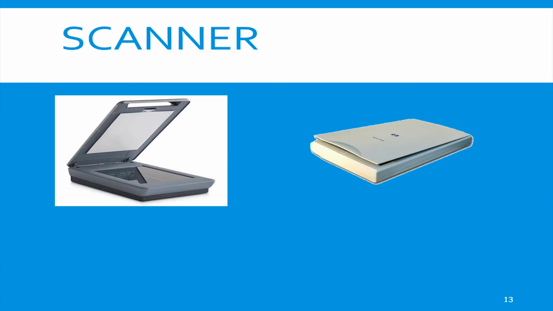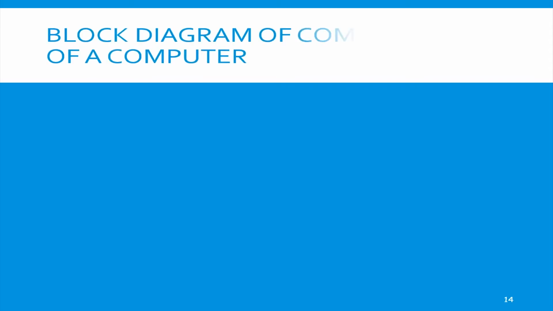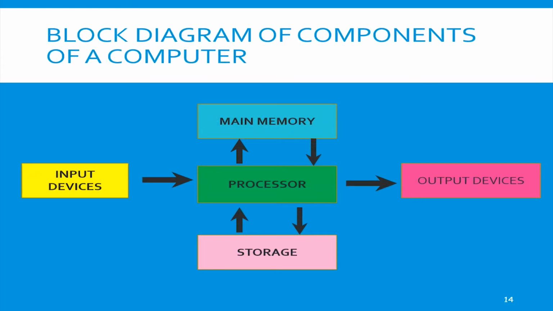The scanner. A scanner is like a camera or a copy machine. It makes copies or takes pictures of objects that are placed on it. Now let's talk about the block diagram of the computer. This diagram shows the block diagram of a computer with all its components.